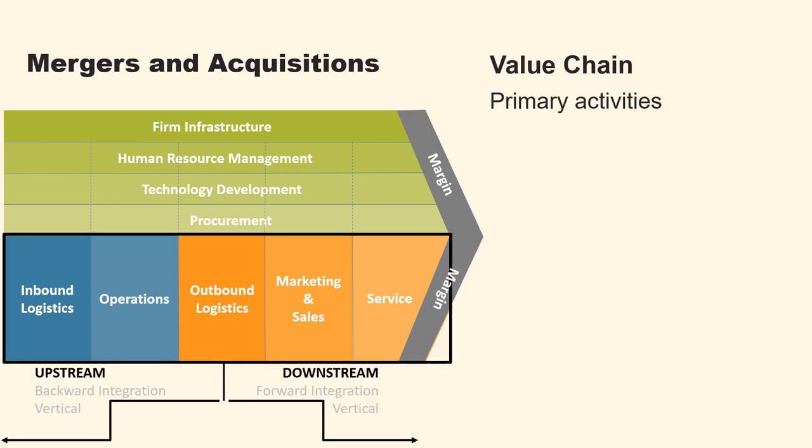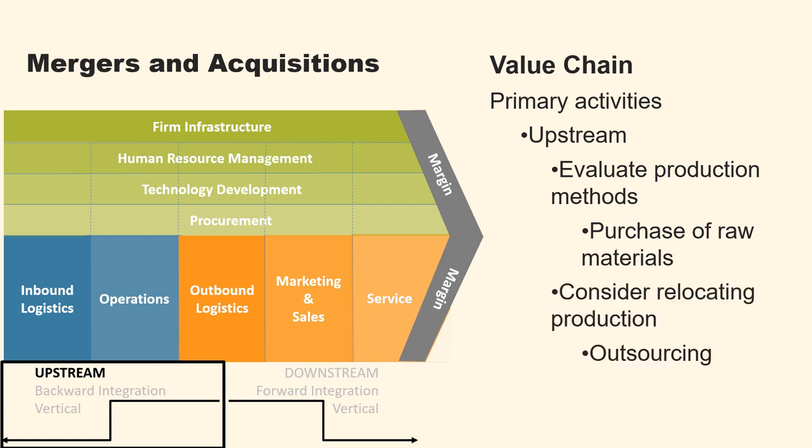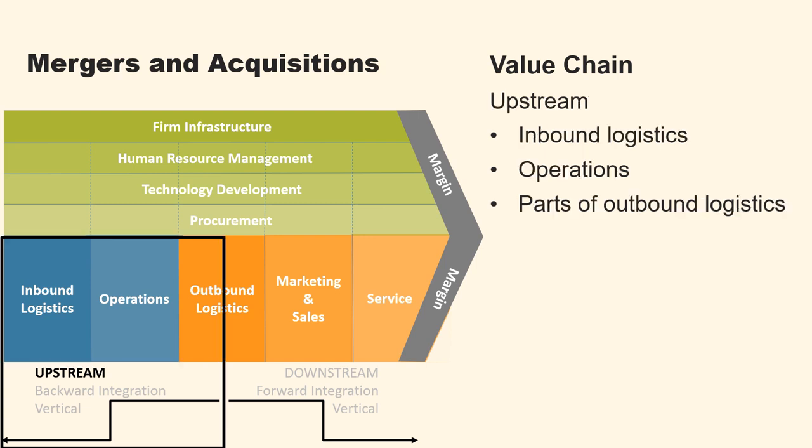The value chain's primary activities can be divided into upstream and downstream processes. A company can evaluate the most efficient production methods through upstream processes and determine the necessary raw materials to purchase. It may also consider relocating production to a different country, a practice commonly called outsourcing. Upstream activities consist of three value activities: inbound logistics, operations, and parts of outbound logistics.